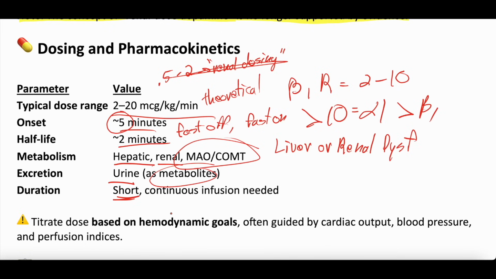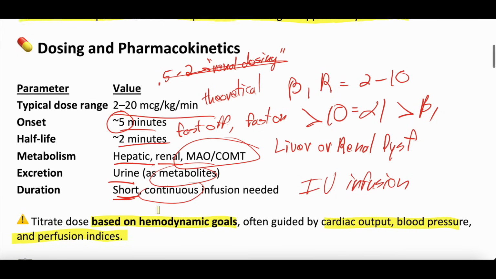Duration of action is short, so you need a continuous infusion. This is a continuous IV infusion of dopamine. You're not bolusing it or giving it PRN. It's continuous infusion. You usually titrate it based on your hemodynamic goals, often guided by cardiac output, blood pressure, perfusion indices, if you're going to use it, which is a big if, which we'll talk more about.